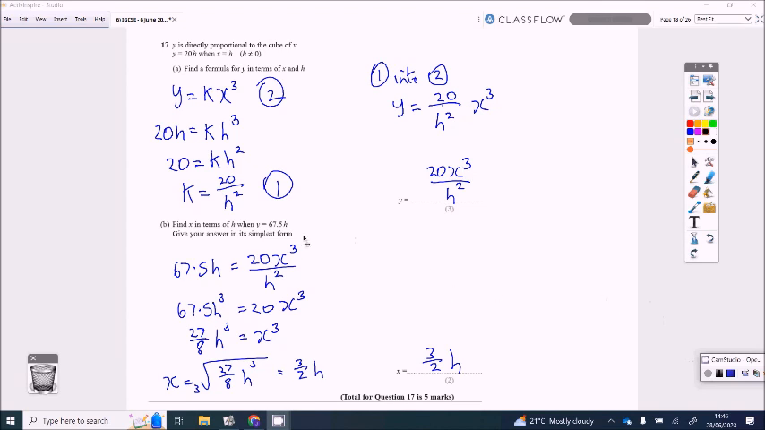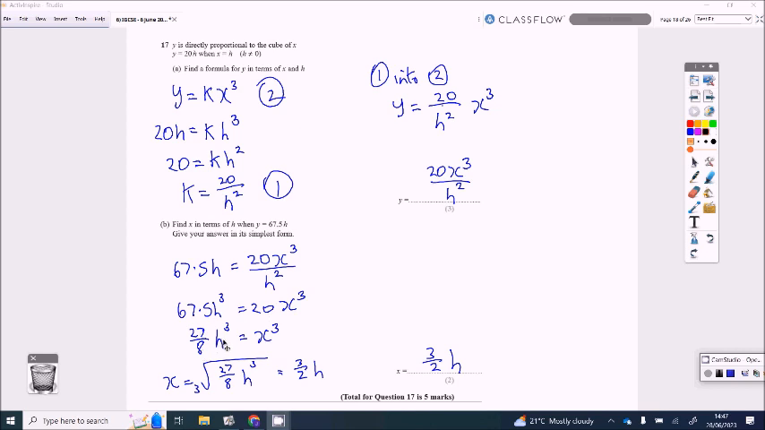Part B, we're now being told to find x in terms of h when y equals 67.5h. So I'm replacing my y here with 67.5h, and that's equaling 20x cubed over h squared. I've just taken my answer to part A, replaced the y with 67.5h, and I'm going to manipulate this to make x the subject. So to undo the dividing by h squared, I've multiplied by h squared. I've then divided by 20, putting 67.5 divided by 20 into my calculator, I got 27 over 8.